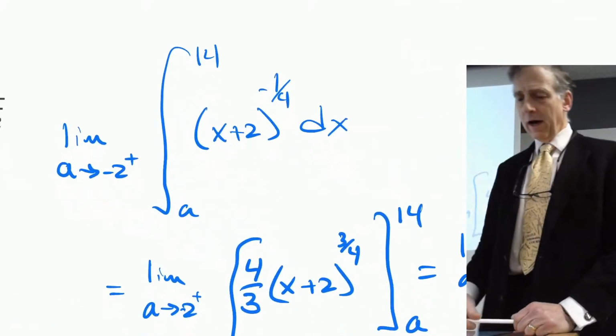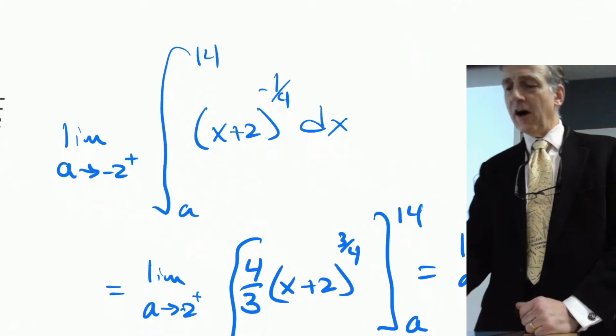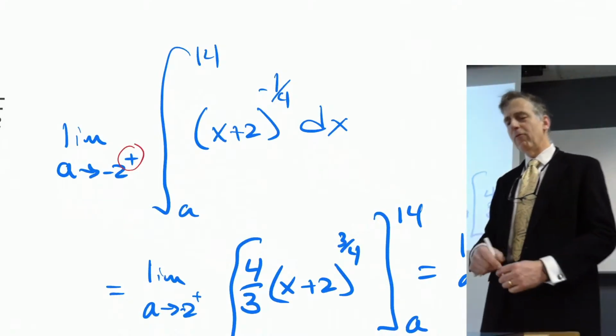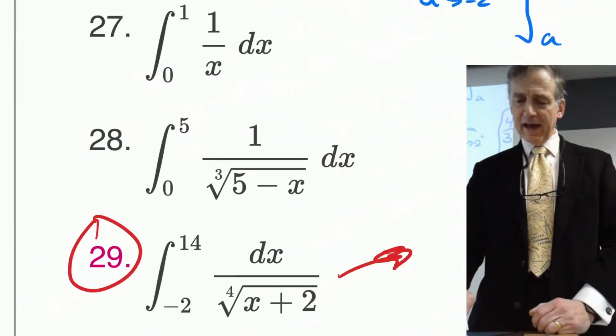There, put it there. So that you have a limit as a approaches -2 from the top. And that I know is confusing for some students, so I just want to emphasize that what we care about is what's happening between -2 and 14.